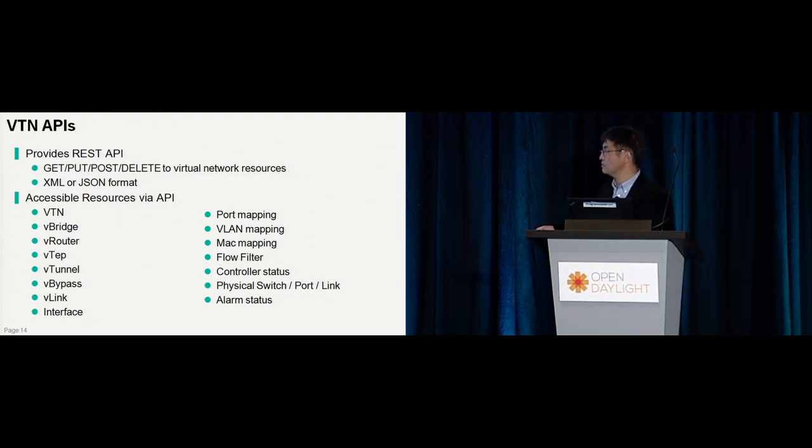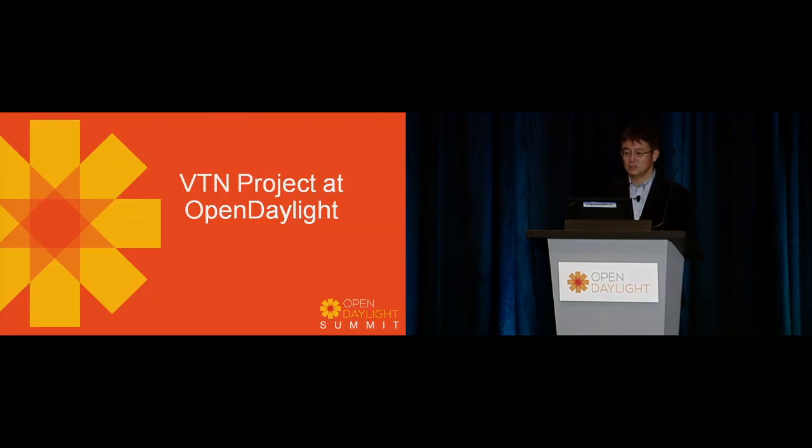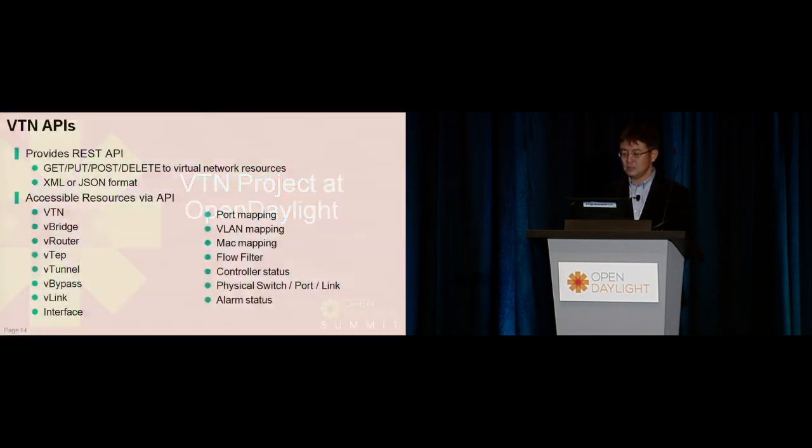Then you can also specify the flow filters. It also provides the controller's status, physical topologies, and link or port status. Alarm status is also available using APIs. So this is the basic concept of the VTN.